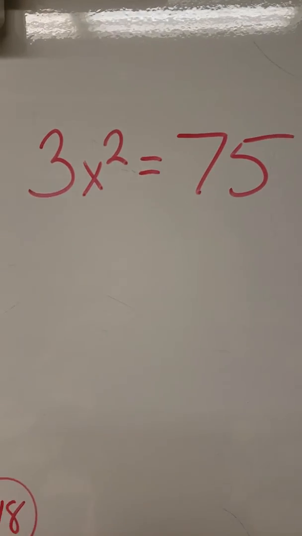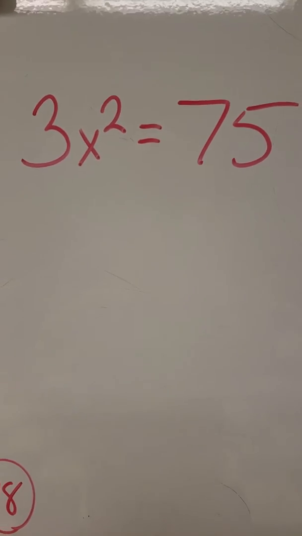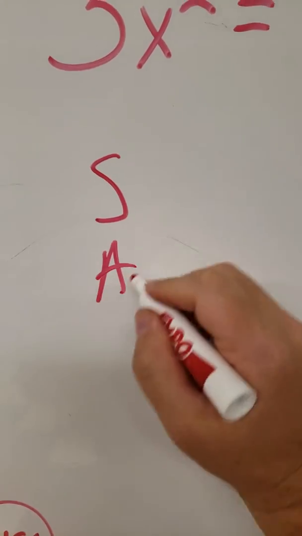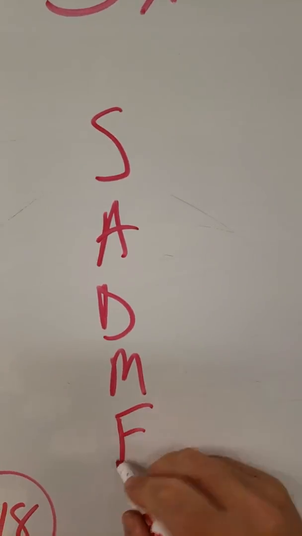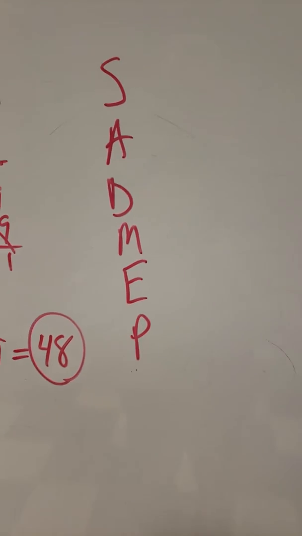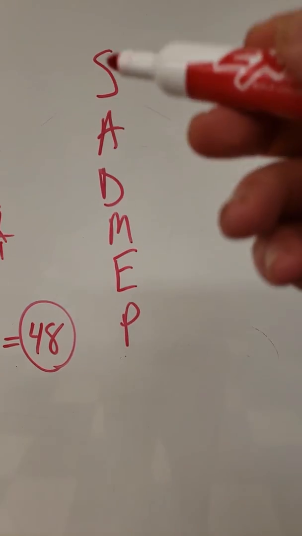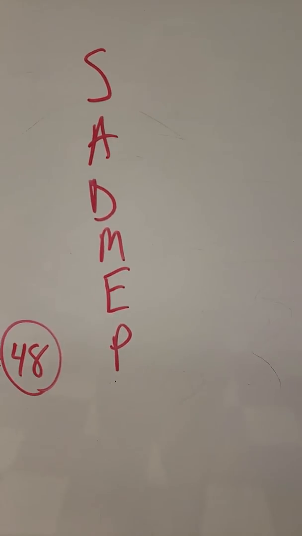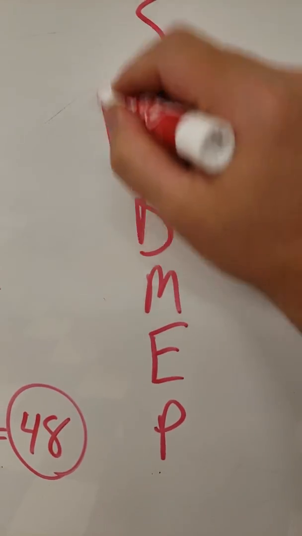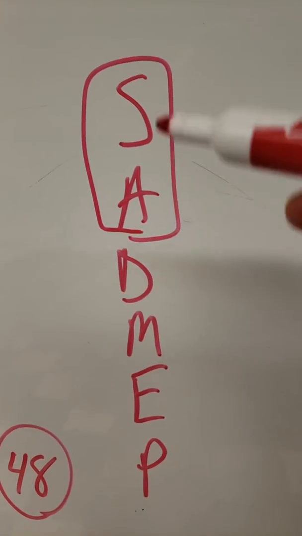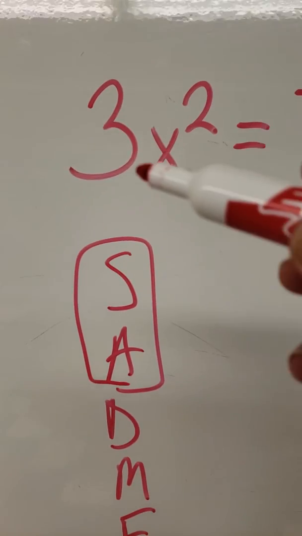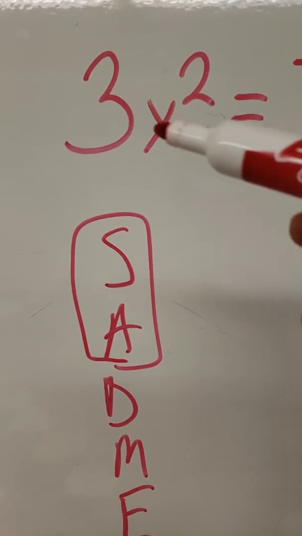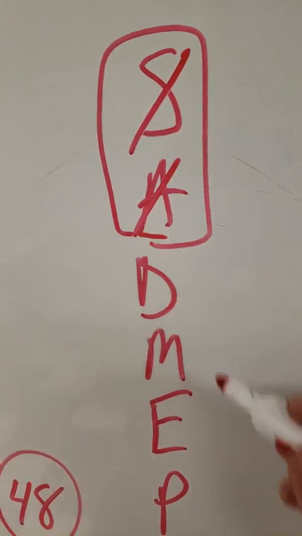Finally, the last type of problem. 3x squared equals 75. Well, this is an equation. And anytime that I see an equation, I automatically think of SADMEP. SADMEP is PEMDAS backwards. And it tells me the order that I should cancel things out using inverse operations. So the first things that I always look for in an equation are subtraction and addition. I want to cancel those out first. So I look up here, x squared, that's being squared, and that's 3 times x squared, so there is no subtraction and adding. Don't need to do it.